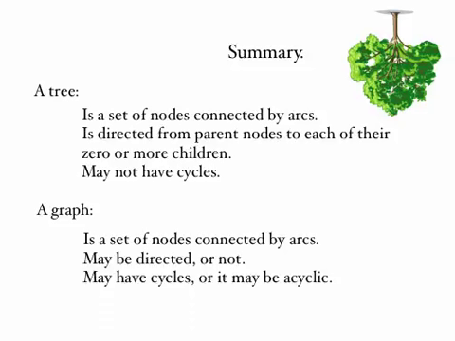So in summary, a tree is a set of nodes connected by arcs. The arcs are directed from parent nodes to each of their zero or more children, and a tree cannot have cycles. A graph is also a set of nodes connected by arcs, and it can be directed or not. A graph may have cycles, or it may be acyclic.